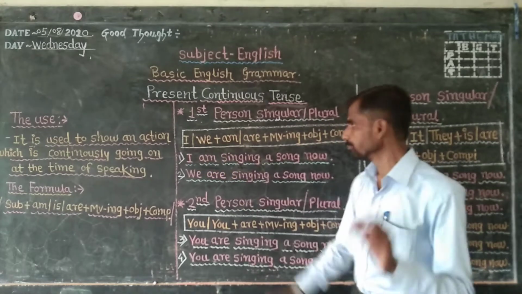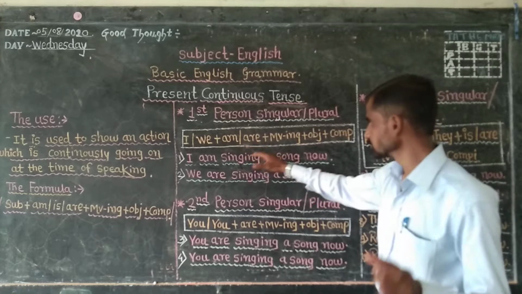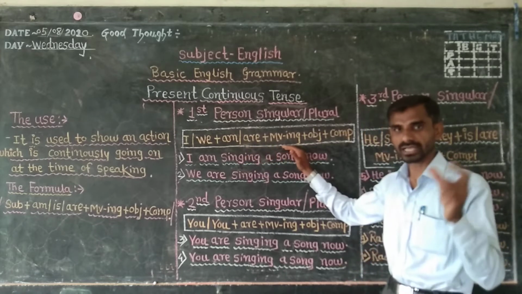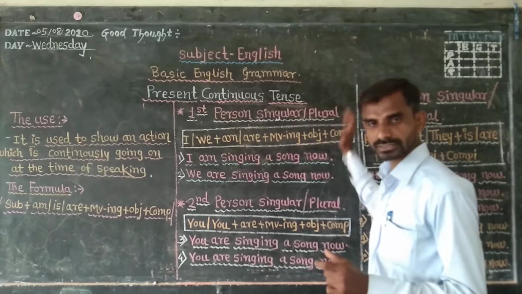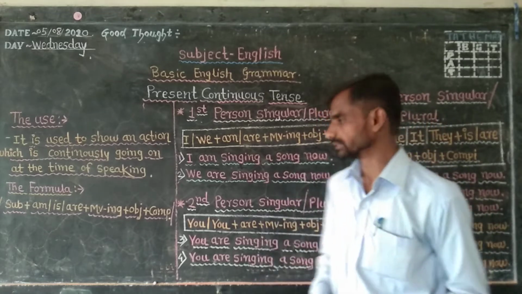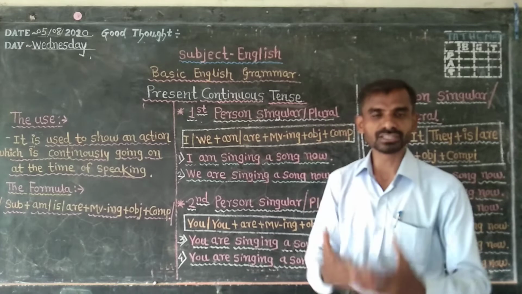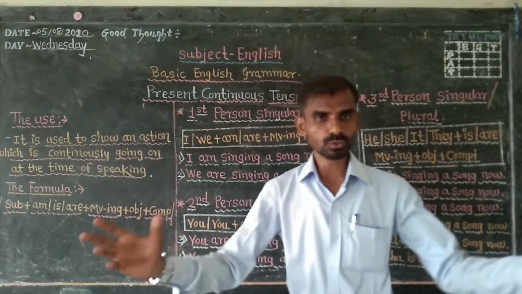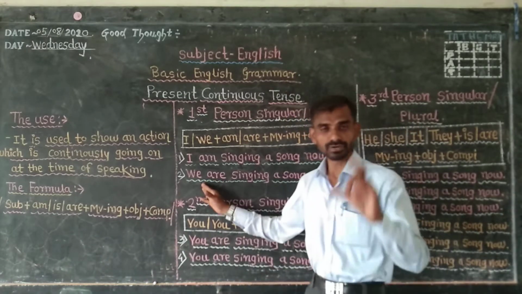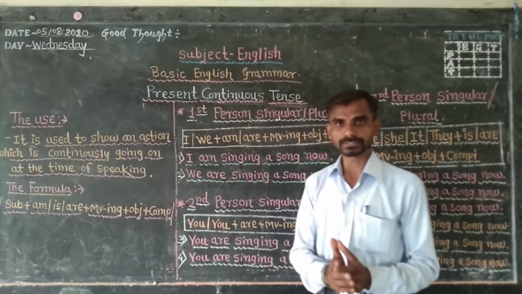I slash we plus am plus are plus ing plus object plus complement. Once again through the example, let us try to understand who is the first person singular and who is the first person plural case.